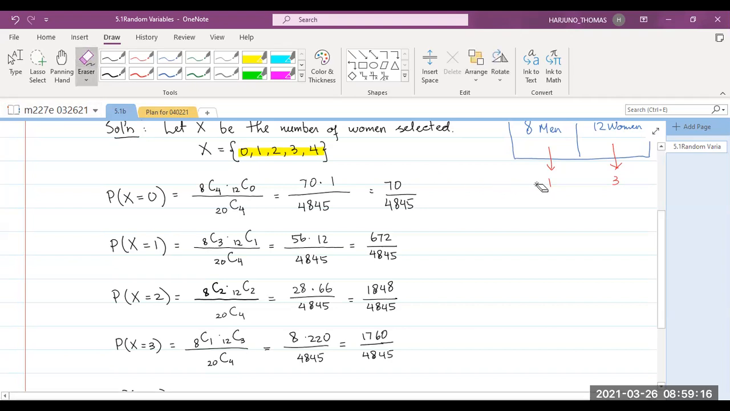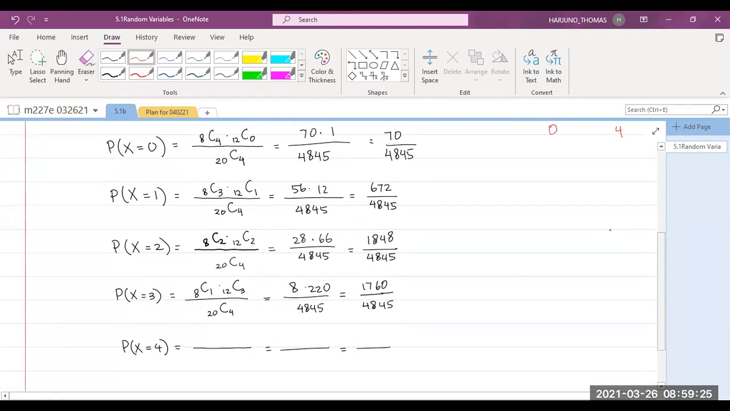Now, probability of getting 4 women: 4 women implies no man selected. That will be 8 choose 0 times 12 choose 4 over 20 choose 4. 8 choose 0, I know, is 1. 12 choose 4 is too big for me to compute mentally. That is 495. So the probability is 495 over 4845.